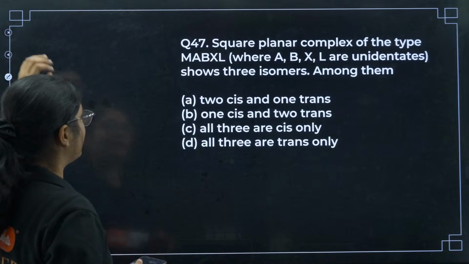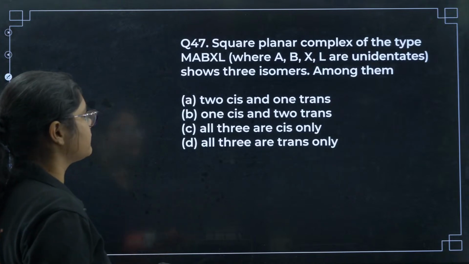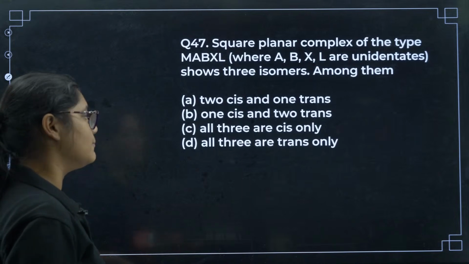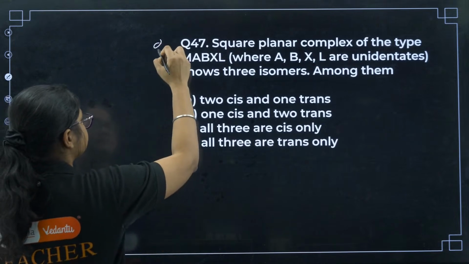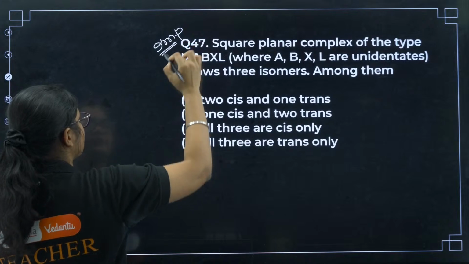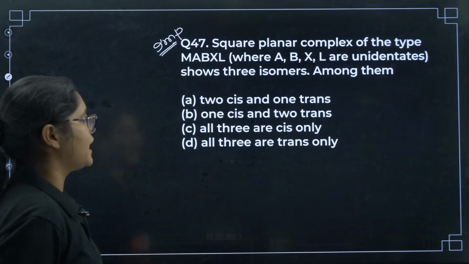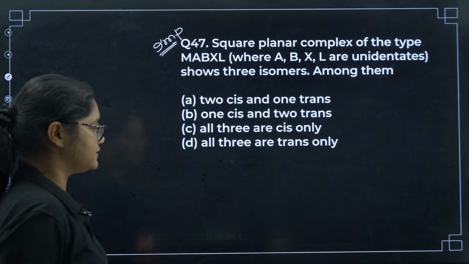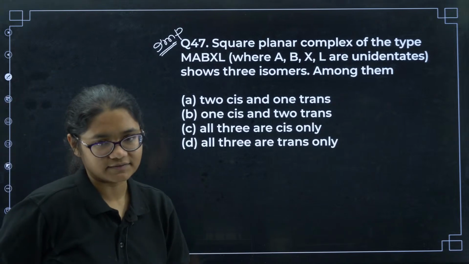Okay. Next, square planar complex of the type MABXL show 3 isomers. Among them, this is important question. Okay, this is very important question. Among them we have 2 cis and 1 trans, 1 cis and 2 trans, all 3 are cis and all 3 are trans.